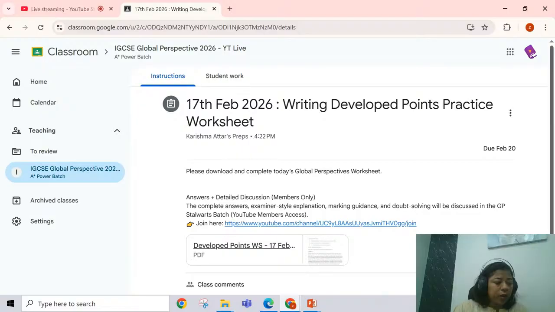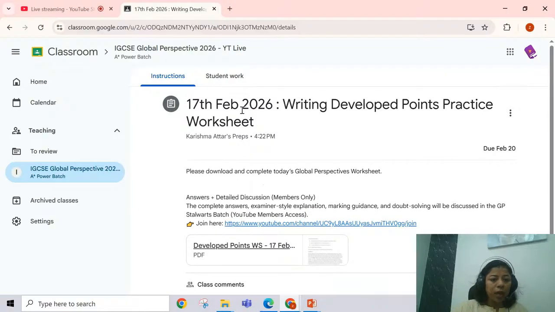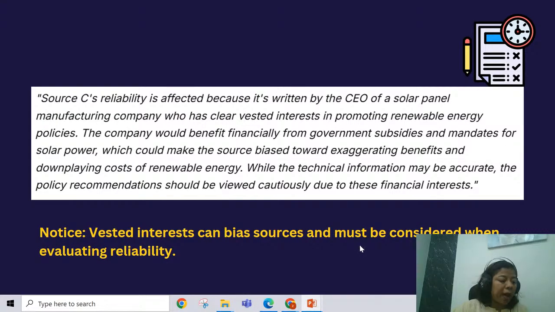This is what you can see. Please download and complete today's global perspective worksheet. Once you solve it, you can scan it into a single PDF copy. You will go and upload it and click on turn it in. Once you do that, it gets uploaded, I can access it, I will download and correct it, and the answers and the feedback will be discussed in Saturday's class, which is Global Perspective Stalwart Batch.